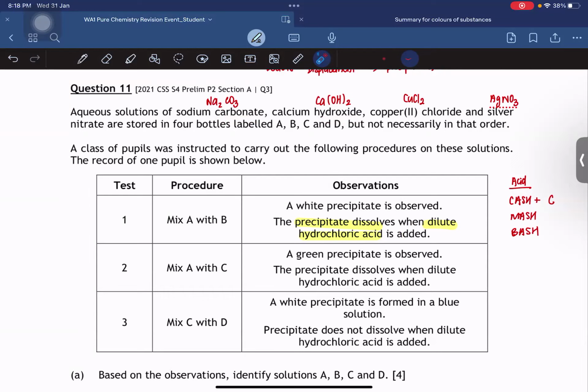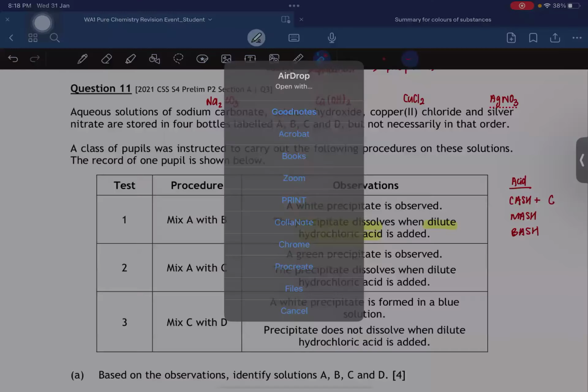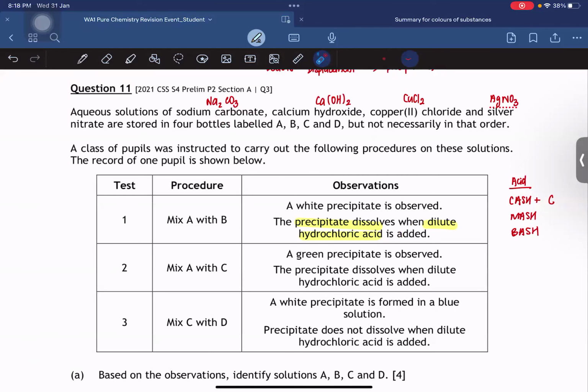Do you all understand? So A or B, one could be a carbonate, one could be a hydroxide. But we don't know yet. So never mind, we just write down here first to remind ourselves. Then move on to the next one, A and C. So maybe we can identify what A is.